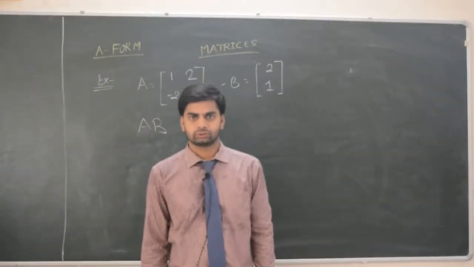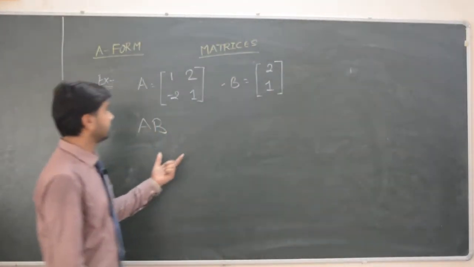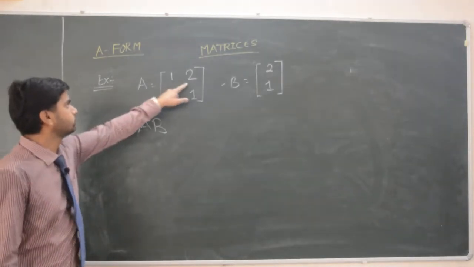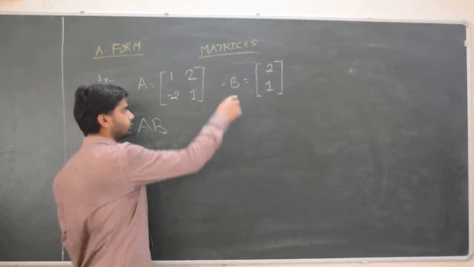Here we have written an example: A is 1 2 minus 2 1 and B is 2 1.